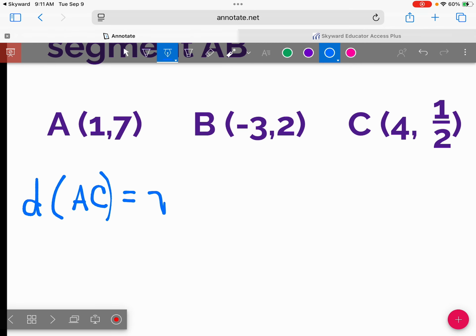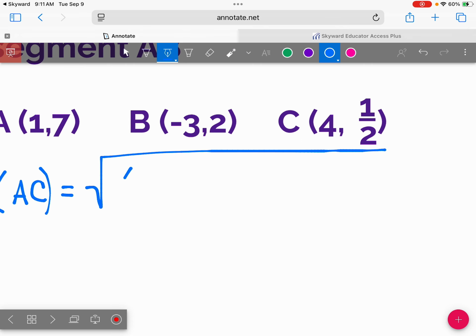So we're going to find our distance from A to C. Our change in our x's, we're going to have our 1 minus 4 squared. And you can do those in the opposite order if you want. If you do it as 4 minus 1, that's totally fine. And we're going to have the change in our y's, 7 minus 1/2 squared.